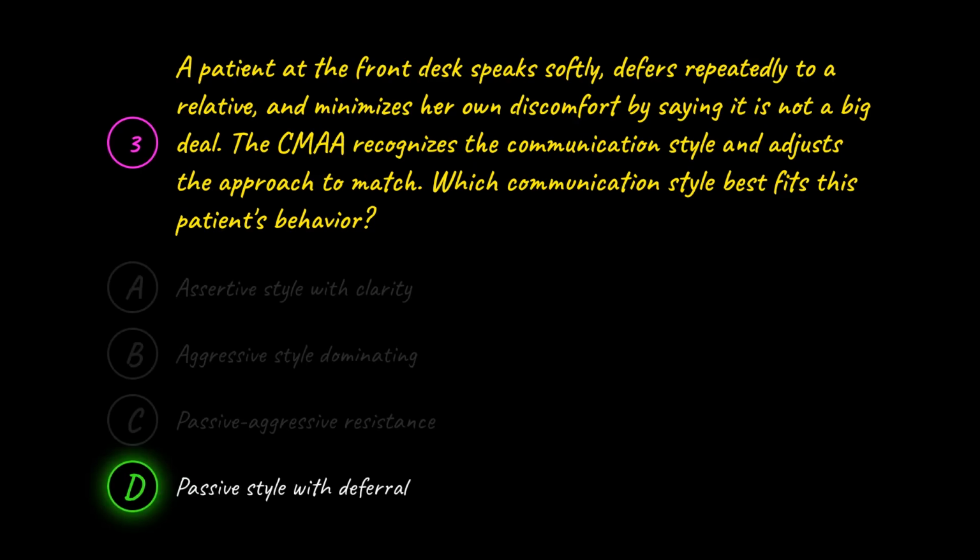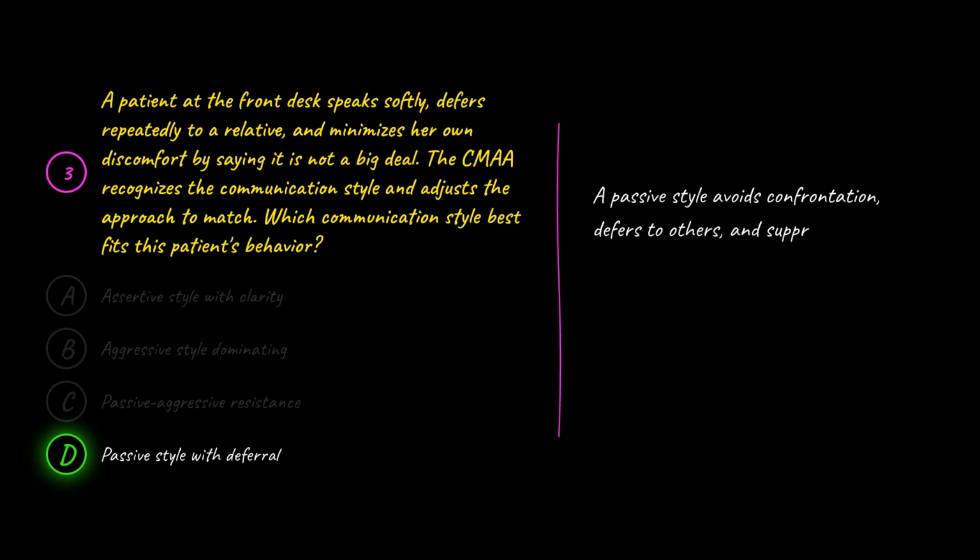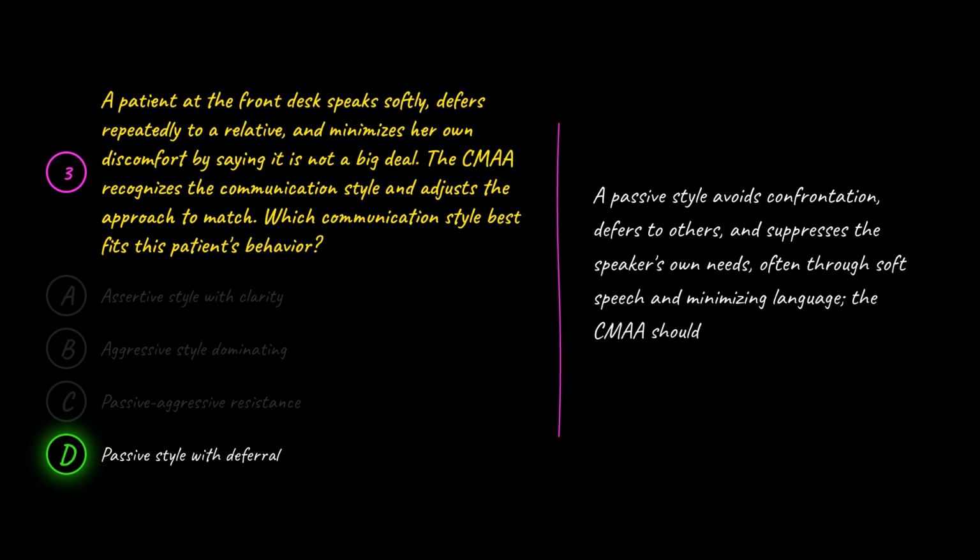The correct answer is D. Passive style with deferral. D is correct because a passive style avoids confrontation, defers to others, and suppresses the speaker's own needs, often through soft speech and minimizing language. The CMAA should ask open questions and allow time for honest responses.